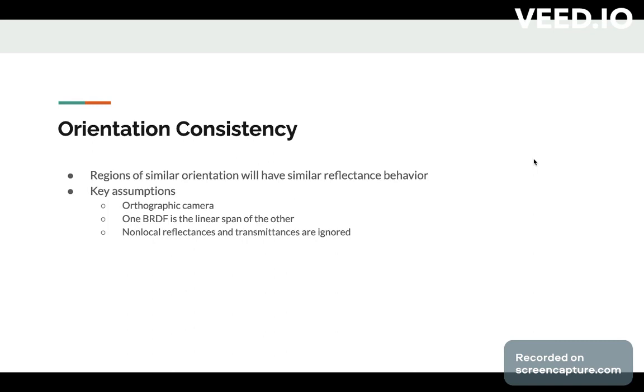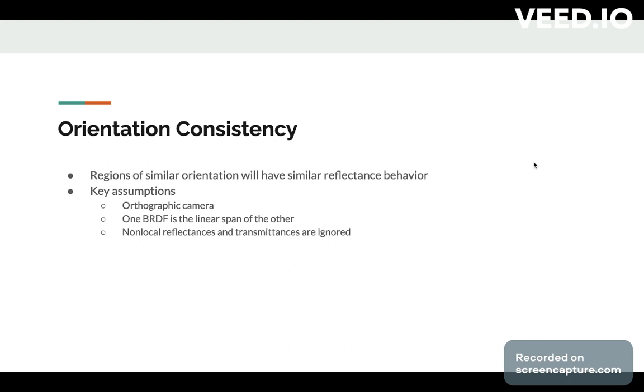Now, one of the key concepts that allows for this algorithm to work is orientation consistency, which basically means that regions with similar surface orientations will have similar reflectance behavior under the same lighting. Some key assumptions that allow for this property to hold are: the camera should be orthographic; the BRDF of one material is similar to that of the other; and non-local reflectances and transmittances, such as interreflectance, are ignored. However, this third assumption is what we'll be breaking and testing today to see how the results may differ.